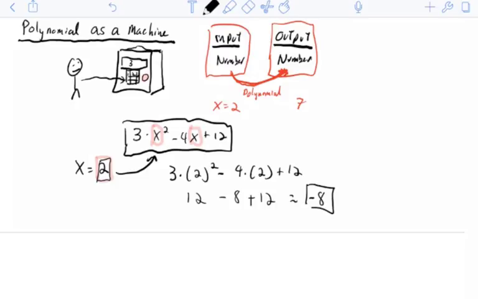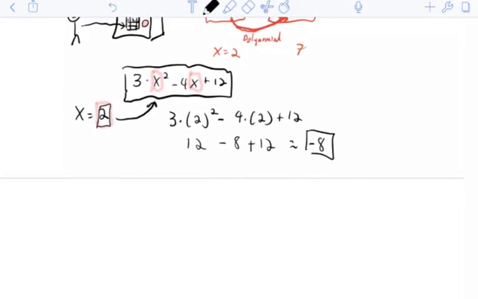Does that make sense? Let's try it with a different number, the idea being that different numbers will get you different outputs. How about x is equal to minus 1? You don't usually put parentheses around the input.